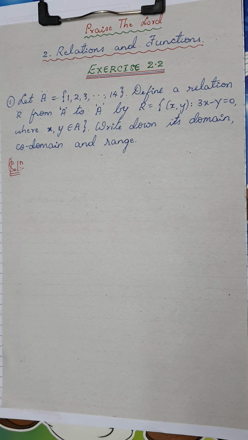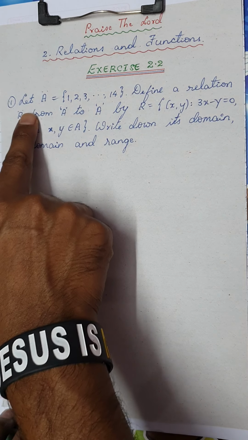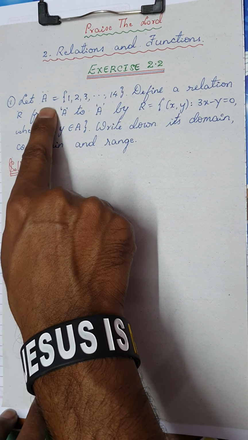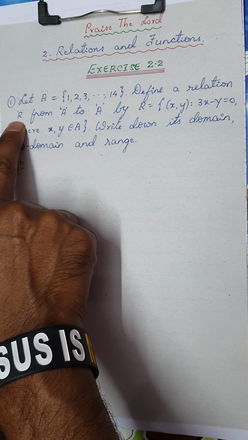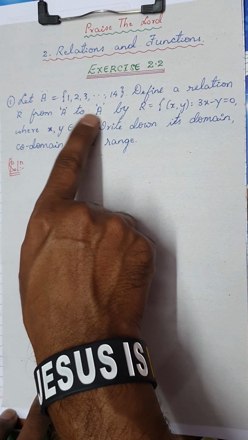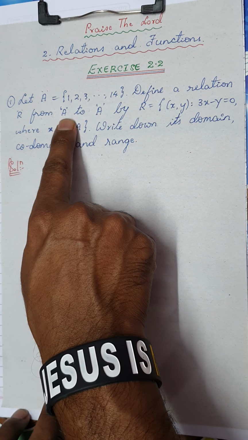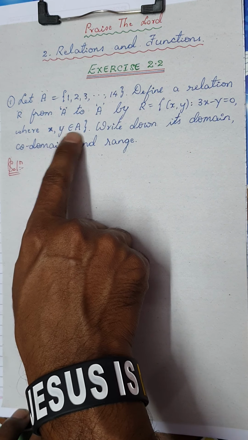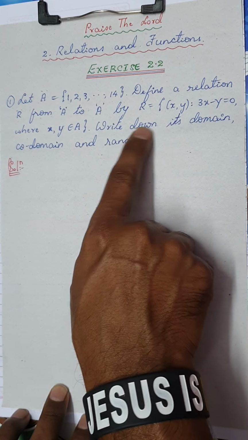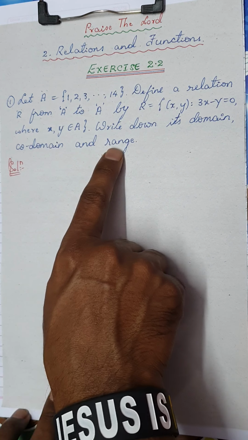It is always better if you write down the solution for each question one by one. That will make you clear before going to the second question. So here comes the first question. Look at it. Let A be the set 1, 2, 3 up to 14. Define a relation R from A to itself, where there is a rule given for how the relation is defined. Now you have to write its domain, codomain and range.